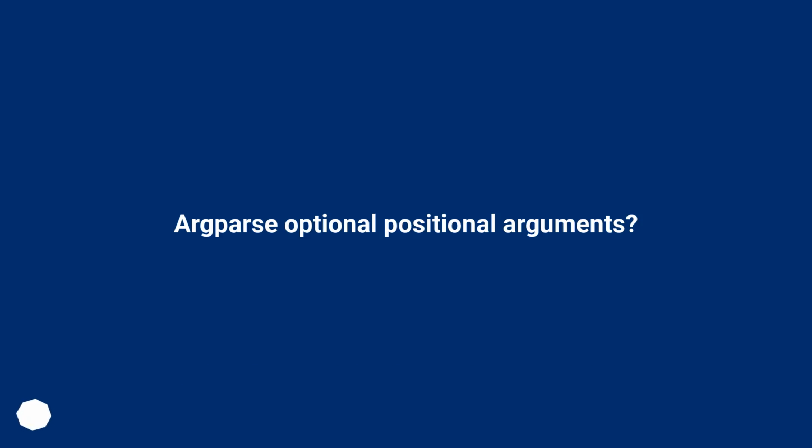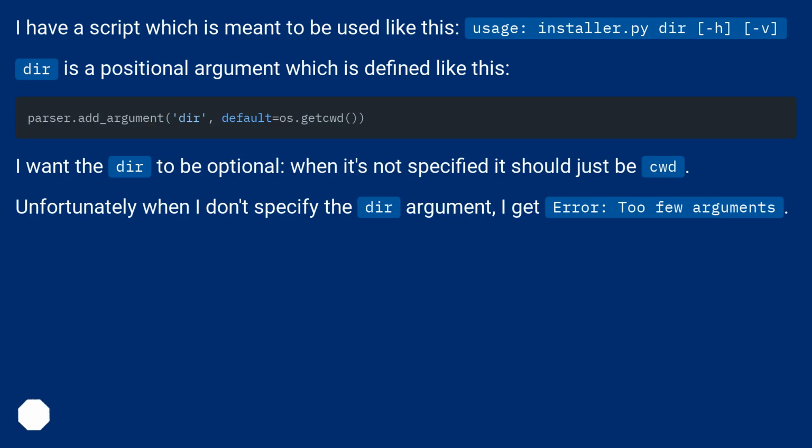Argparse optional positional arguments. I have a script which is meant to be used like this: installer.py dir -h -v. Dir is a positional argument which is defined like this.